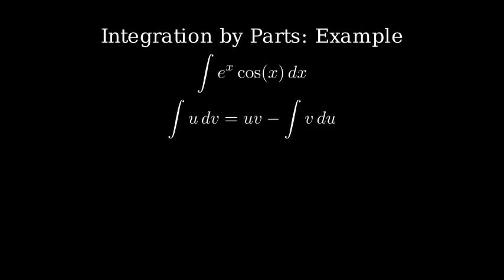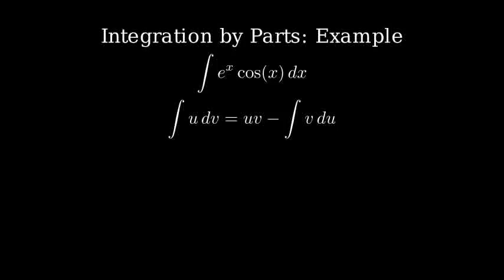In this video, we're going to learn how to evaluate the integral of e to the x times cosine of x using the method of integration by parts. Let's begin by writing down our integral. The integration by parts formula is integral u dv equals uv minus integral v du.